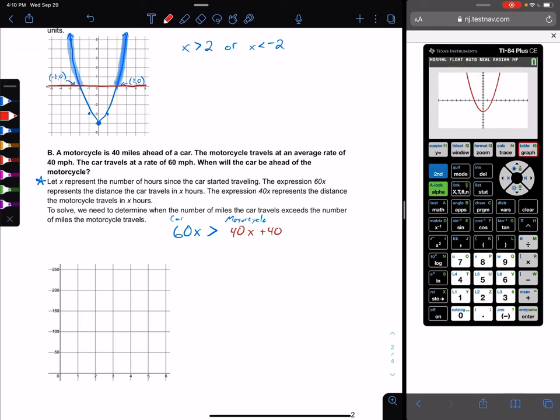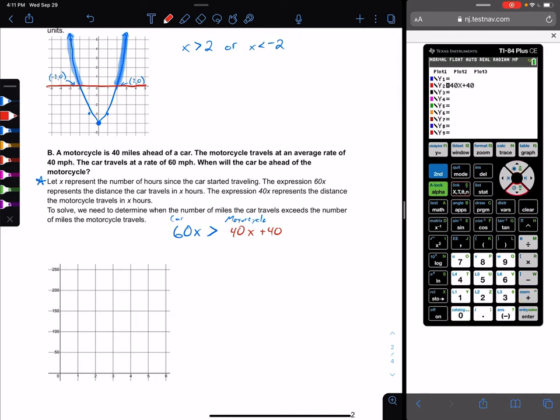All right, and what we can do, we can graph this. Again, you can graph this by hand. We're going to use the graphing calculator just so we can get a bit more familiar with that. So I'm going to go back to my y equals. I'm going to clear out what I have here. I'm just going to keep them color coordinated. So for the y2, that's the red one. So I'm going to put in my 40x plus 40.